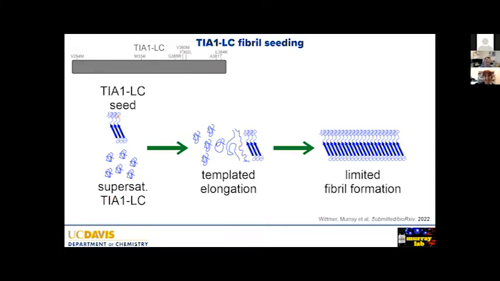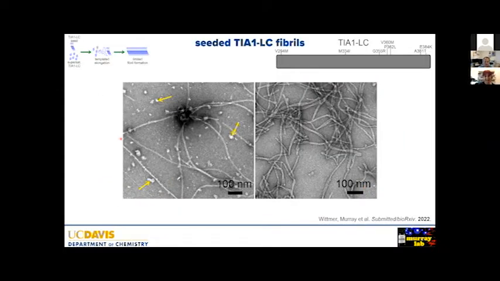We mix those with the seeds. The seeds then template structural transition in the disordered monomers, and then we get the formation of fibrils. And I use the word limited here, not because we get limited fibril formation in the test tube, but the idea that these long fibrils that I'm going to show you are not necessarily the ones that would exist inside a living cell. So shown here is the result of our seeding assay on the negatively stained transmission electron micrograph.